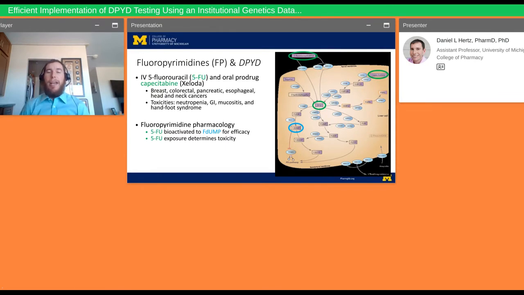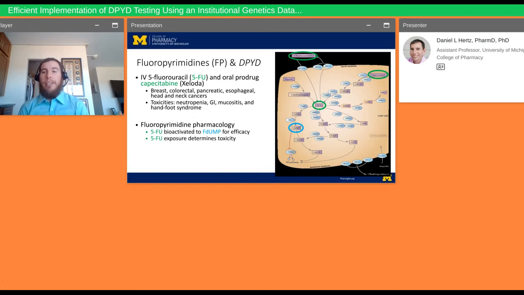So just as a quick background, there are two drugs in the fluoropyrimidine class. The first is an IV agent called 5-fluorouracil, and the second is an oral prodrug called capecitabine. These drugs are commonly used in several different solid tumors, as I have listed there. Like most chemotherapy, use of these agents is associated with several different toxicities that can be very severe and can be perhaps fatal in some patients.